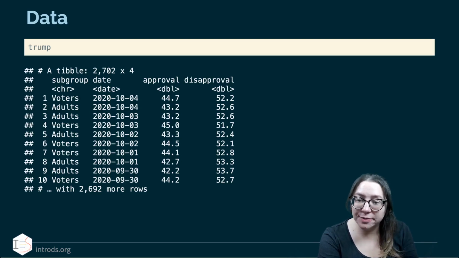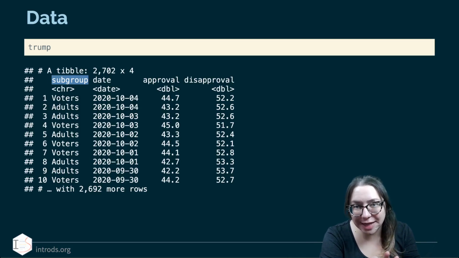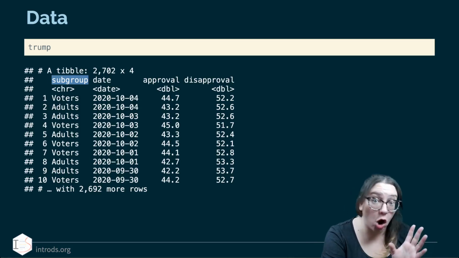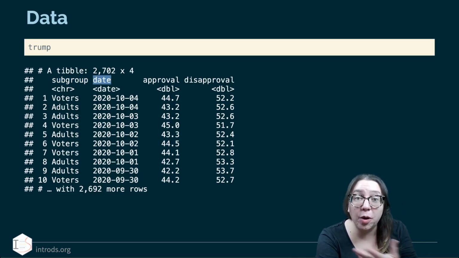One of the columns is a column called subgroup. And as I said, we have two levels for that, either voters or adults. So is it likely voters that the data came from the polling data, or all adults? Then we have the date when the model was ran based on the polling aggregation that was being done. And so we have two observations per date here, one for voters and one for adults.